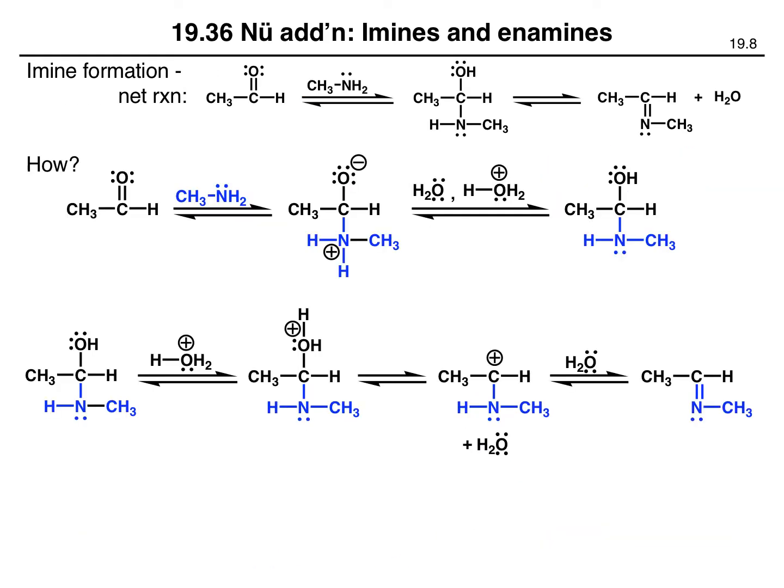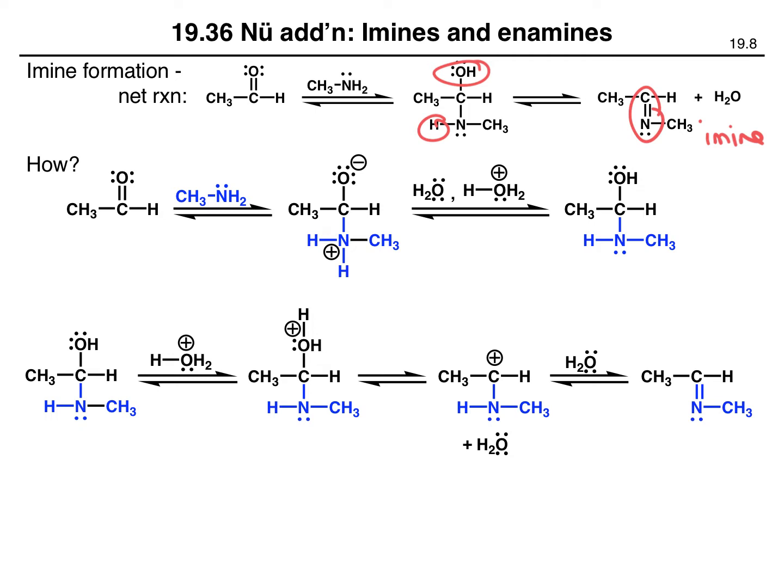So when we look at the overall reaction, we have an aldehyde or a ketone reacting with a primary amine to form first a hemiaminal. This one is analogous to formation of a hydrate, formation of a cyanohydrin, and then this will lose water. In particular, it loses an OH and an H from adjacent atoms to form the carbon-nitrogen double bond imine. But how does this work?